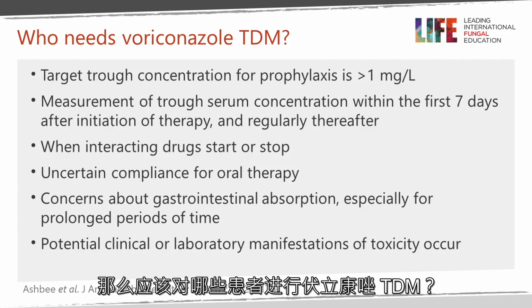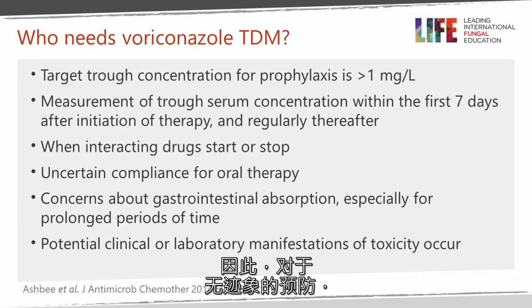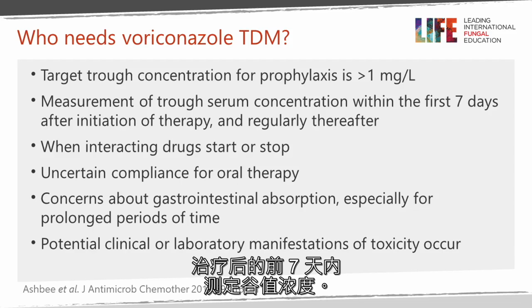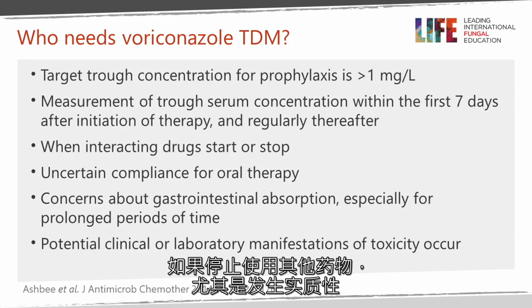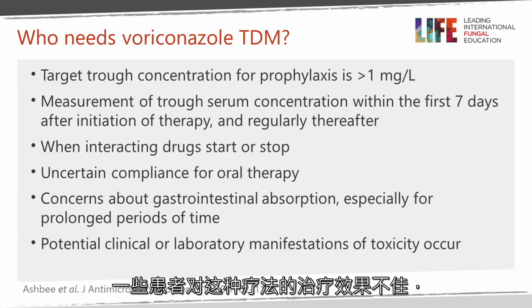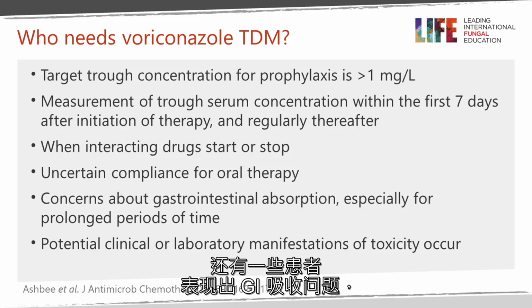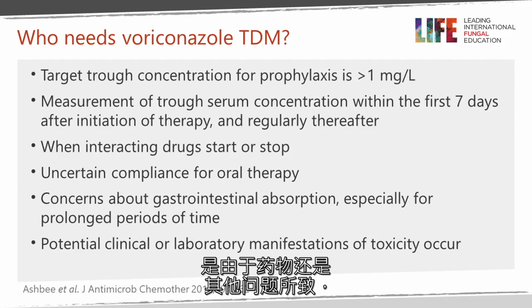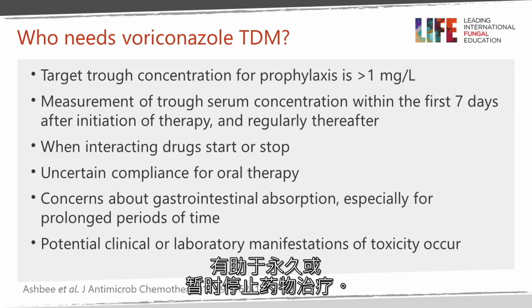So who actually should have Voriconazole TDM? So for prophylaxis, for which it doesn't have an indication, levels should be more than 1. And we normally recommend a trough concentration should be measured within the first 7 days after initiation of therapy. It's important to try to remonitor voriconazole levels if other drugs are stopped, particularly those that interact substantially. Some patients don't take the therapy very well, and then there are also concerns about GI absorption in some patients and potential laboratory or clinical manifestations, so patients with confusion or liver abnormalities, to ascertain whether those are due to the drug or some other problem. It helps with whether to stop the drug permanently or temporarily.